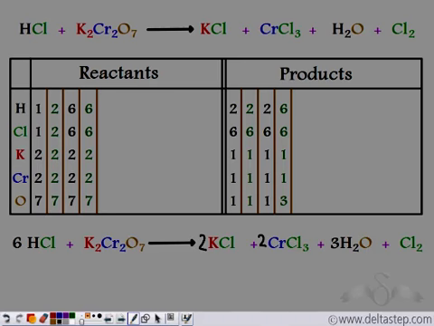So when we do that, our hydrogen, we have not changed. This remains 6. Chlorine we have changed. It becomes 6 plus 2 plus 2. So it becomes 6 plus 2, 8 plus 2, 10. Potassium becomes 2 into 1, 2. Chromium becomes 2. And oxygen remains 6. Oxygen remains 3. On the reactant side, we have not made any change. So these numbers remain the same.